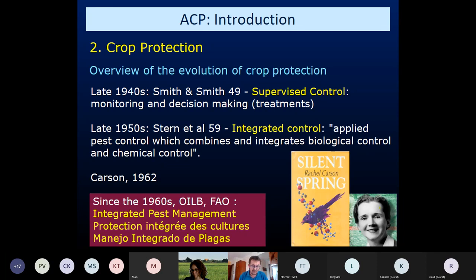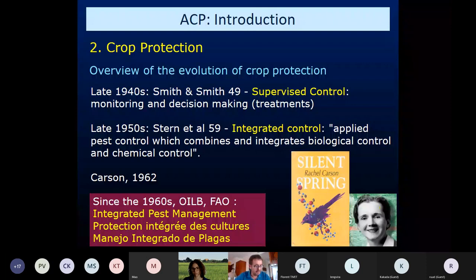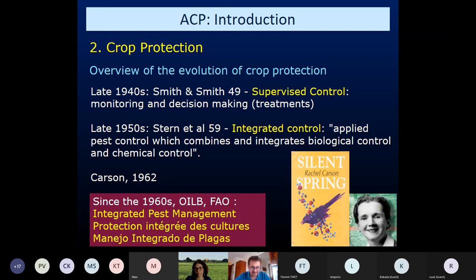After that, in the late 50s, we have another concept which aims to make biological control and chemical control compatible. And 70 years later, we can answer this question: no, biological control and chemical control are not compatible. It's not coherent to use, even within an IPM framework, on one side some pesticide, and on the other side some biological control with, for example, beneficial releases or something like that.